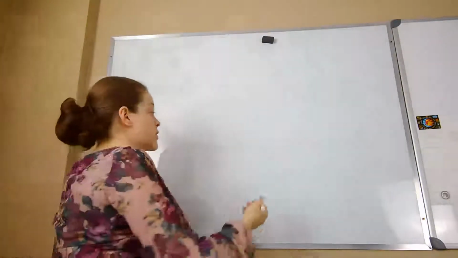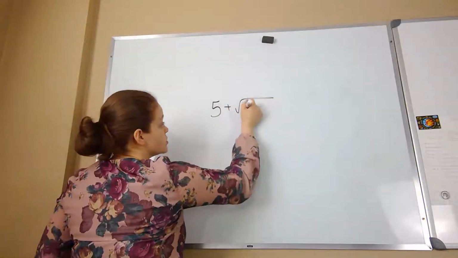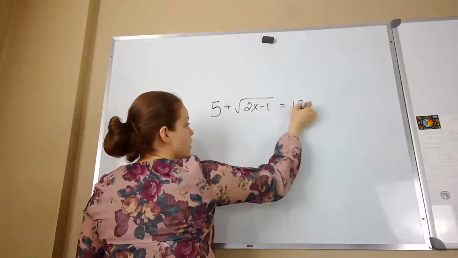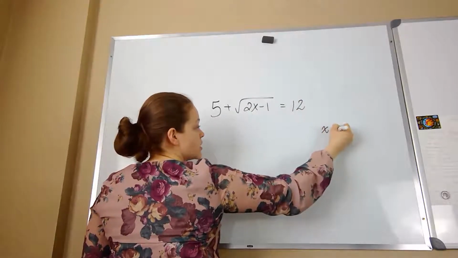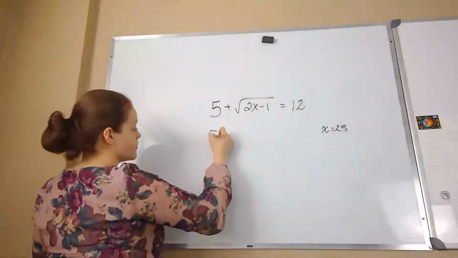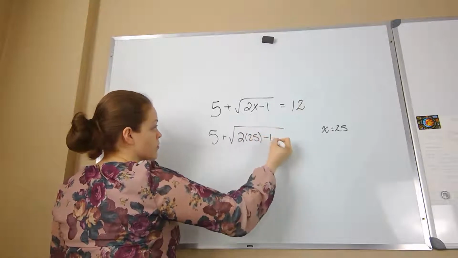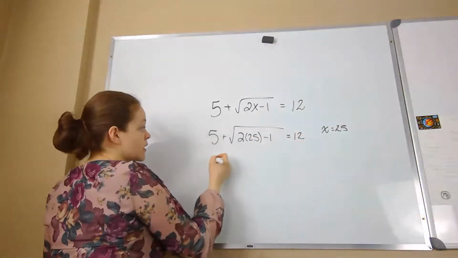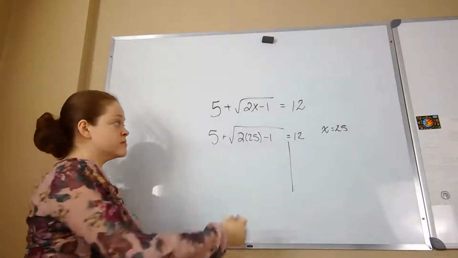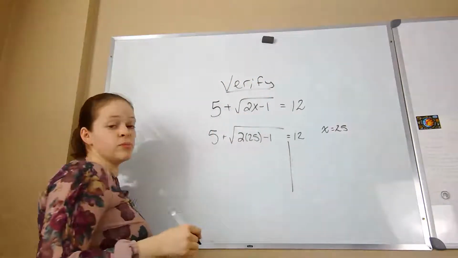Good. Okay, so now we had 5 plus root 2x minus 1 equals 12, and we know our x was 25. So we're just going to plug that in to see if it works. This time we're not moving anything to either side because we are verifying. So we just want to make sure both sides are equal.